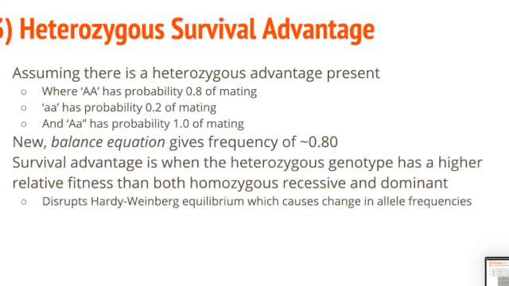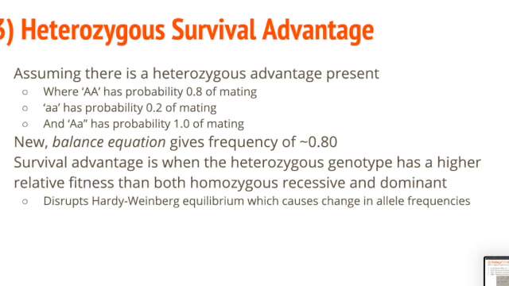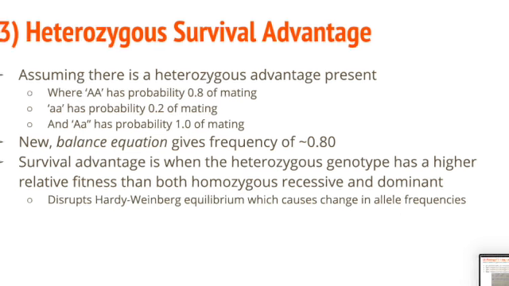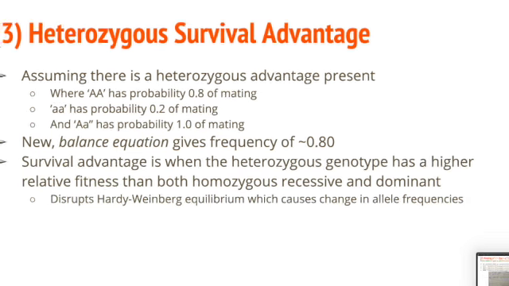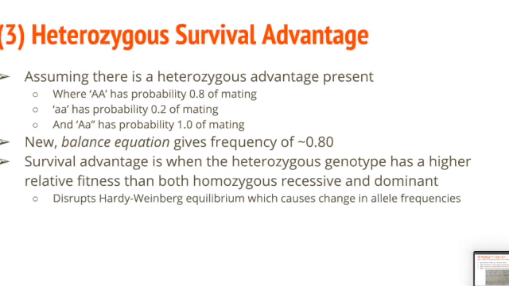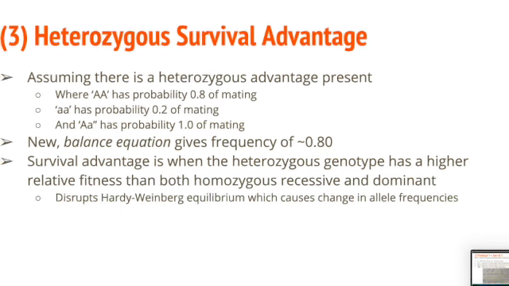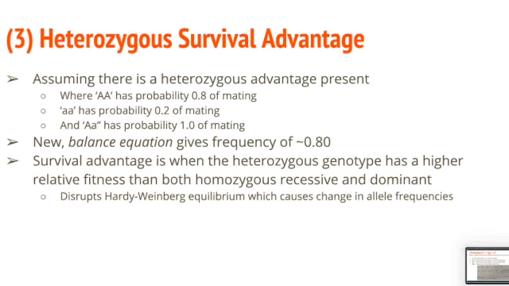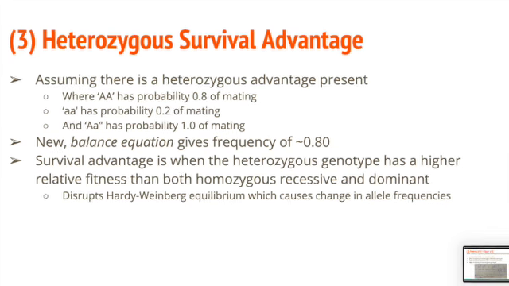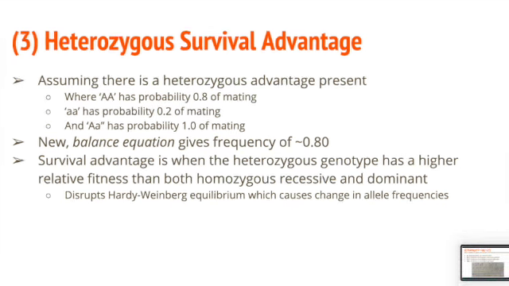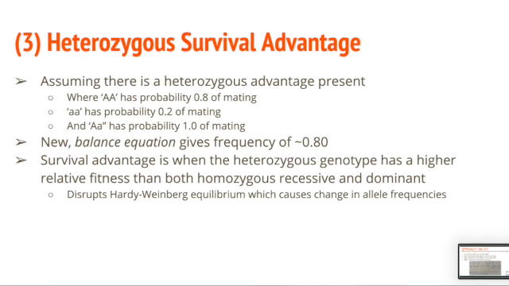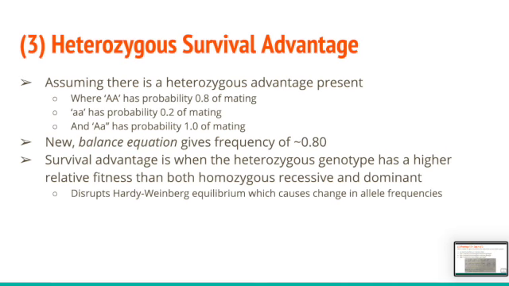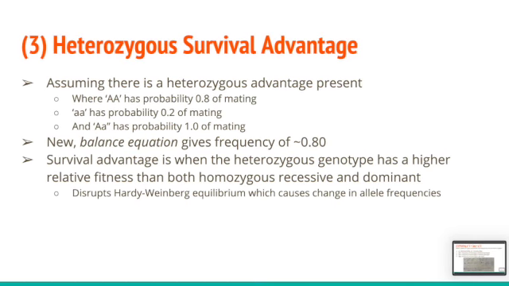In this equation, we see that there are going to be different frequencies of genotypes that are not 100%. This is due to the heterozygous advantage present. Since there's a heterozygous advantage present, the homozygous genotypes are not going to display 100% fitness, and therefore this disrupts the Hardy-Weinberg equilibrium, which causes the change in allele frequencies.